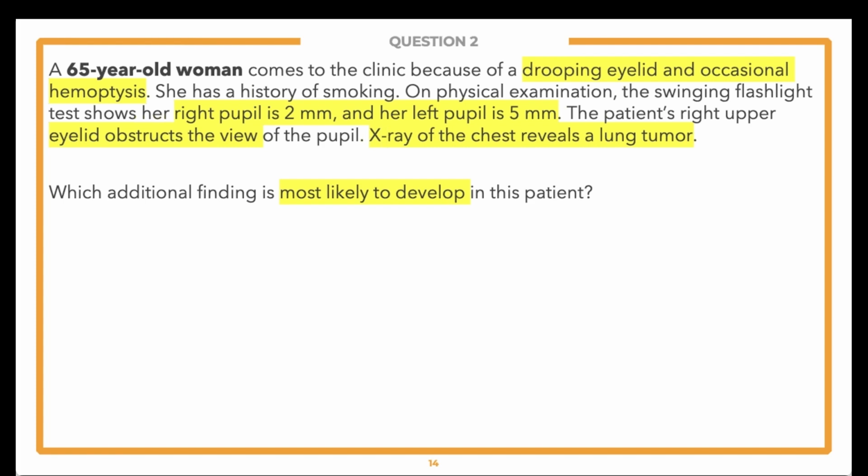So the first level to this is, let's come up with a diagnosis. What's going on? There's some kind of lung tumor. She has a bunch of eye symptoms, and she's coughing up blood. What additional finding is most likely to develop? So let's look at the options here, and let's try to figure out what's going on.